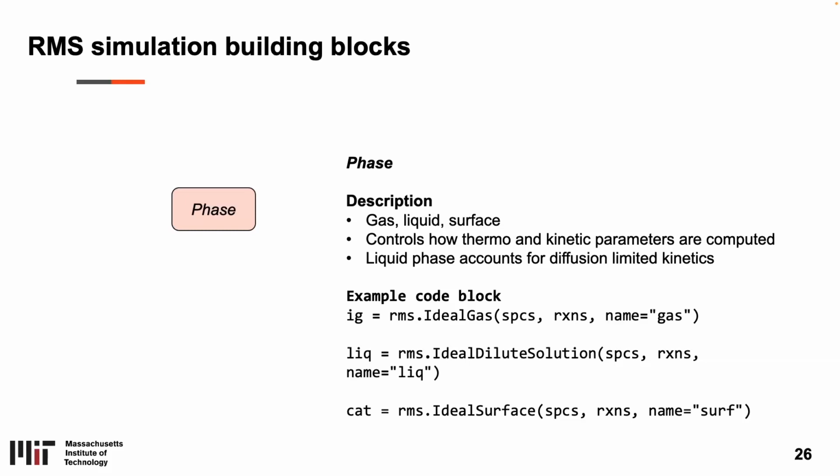It controls how thermal and kinetic parameters are calculated; say in liquid phase, you want to incorporate the diffusion limitation, etc. In RMS, there are 3 phases that we currently support. Ideal gas assumes an ideal gas, which is kind of self-explanatory. Ideal dilute solution assumes a dilute solution and that it's ideal, such that the interactions of species don't get in each other's way. And then there's an ideal surface.